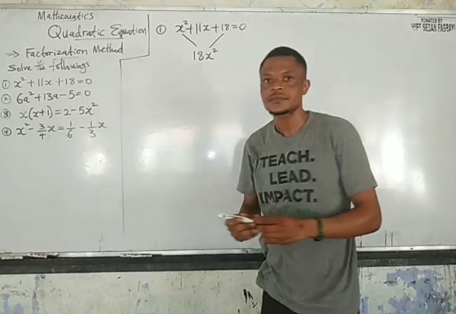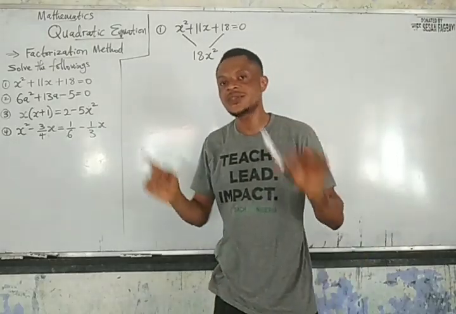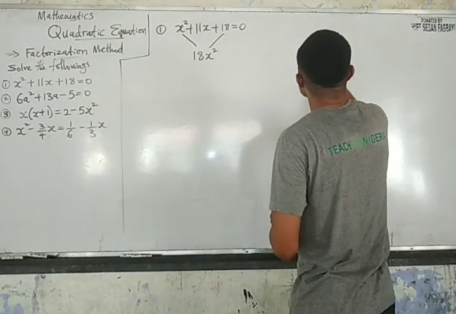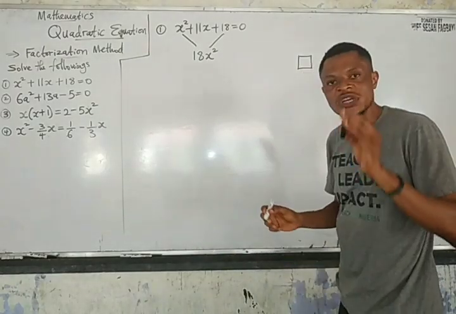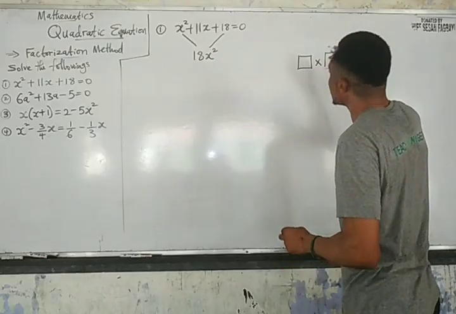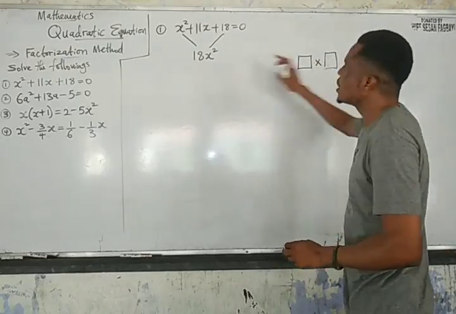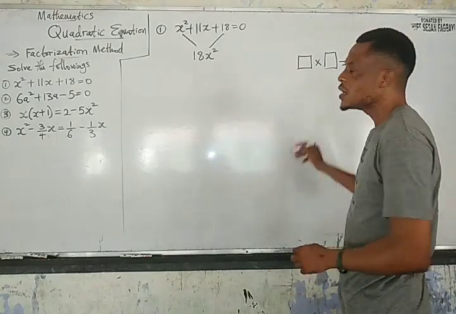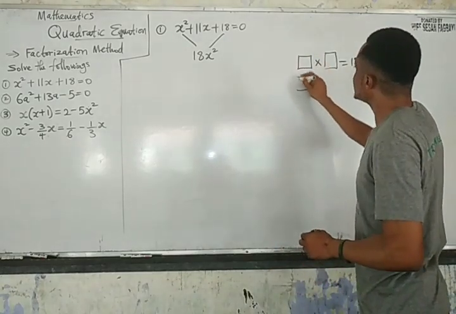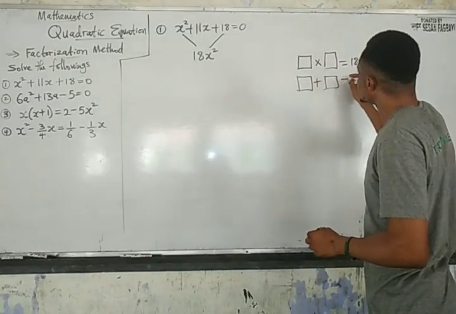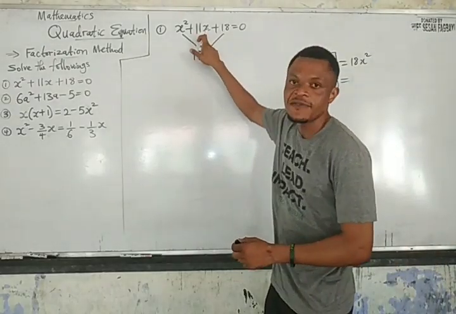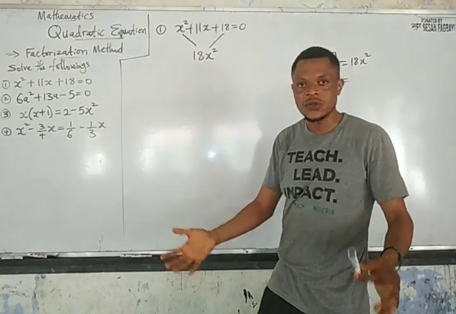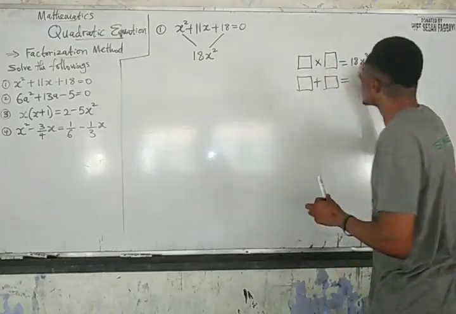18x squared. Upon having 18x squared, we are now going to look for two factors. Two values in such a way that when you multiply the two values together, it must give us what we have here, which is 18x squared. The same values, by the time you add them together, must give you what you have in the middle, which is 11x.